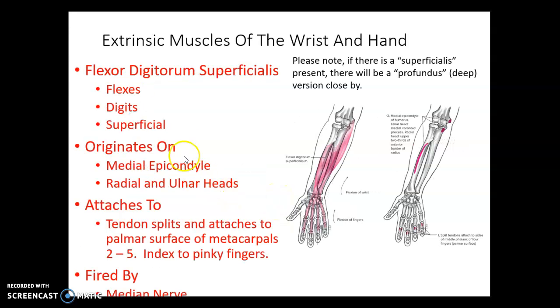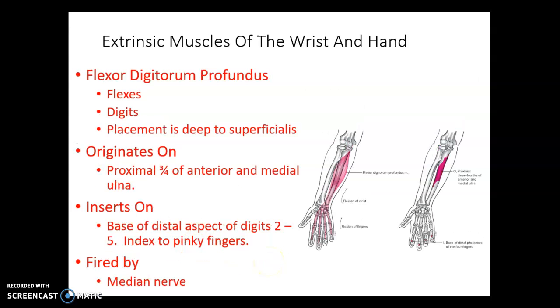It's in red. We know it flexes the digits, and it's a superficial muscle. And anytime you have a superficialis, you're going to have a profundus that runs in the same group. And well, it's a flexor, so it's a medial epicondyle, and it's also the radial and ulnar heads, and it's run by the median nerve. Makes sense. Now we take a step further.